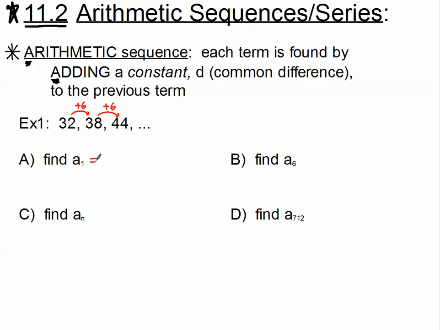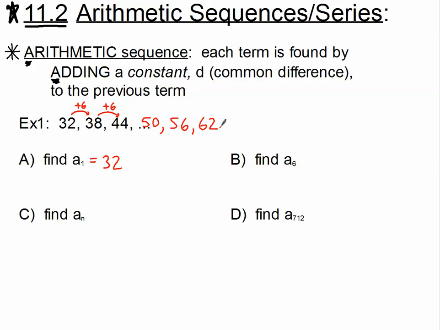So a sub 1 is as easy as just looking at the first term and saying, hey, it's a 32. Excellent. A sub 6, we need to go and find that term. Well, we have a sub 1 and a sub 2 and a sub 3. It really is only 3 more terms to go to find a sub 6. So I'm fine doing that. I'm going to add 6 again and get 50, and then 56, and then 62.